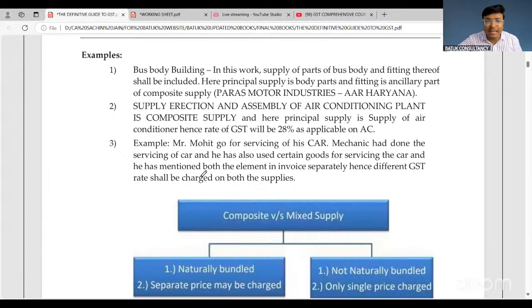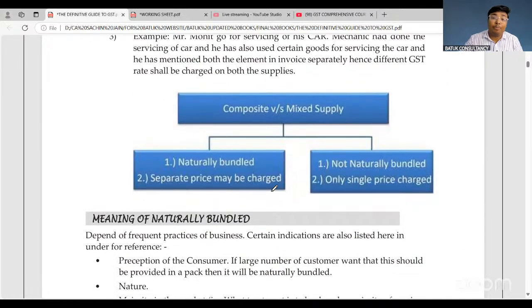Now we have certain examples related to composite supply. Bus body building. In this work, supply of parts of bus body and fitting thereof is treated as composite supply because only parts are not sufficient, installation is also required. Second example is related to air conditioning. Okay. Now, composite and mixed supply, the difference.